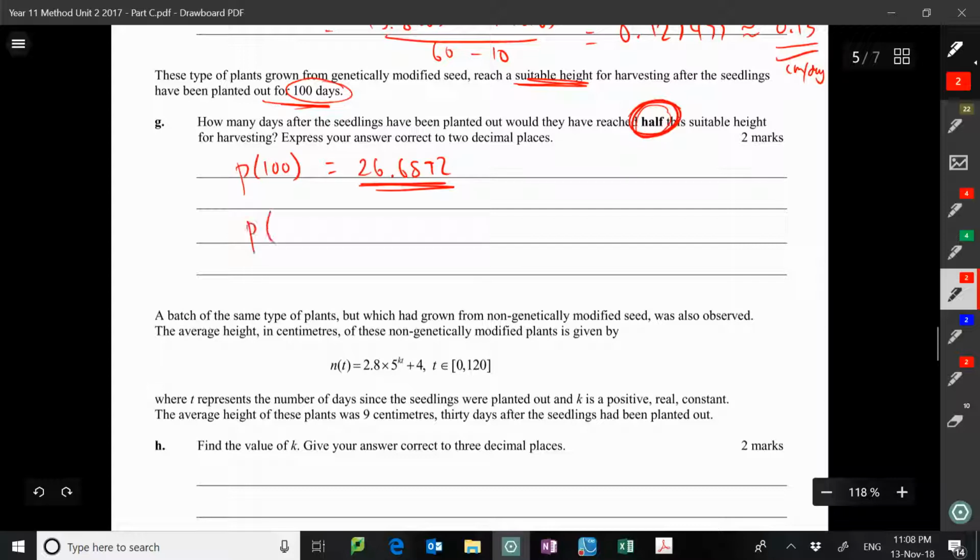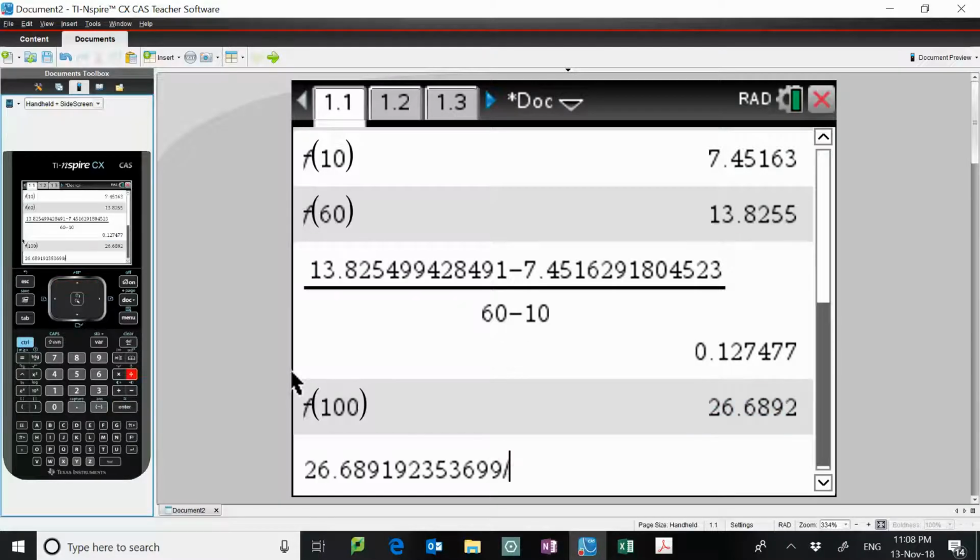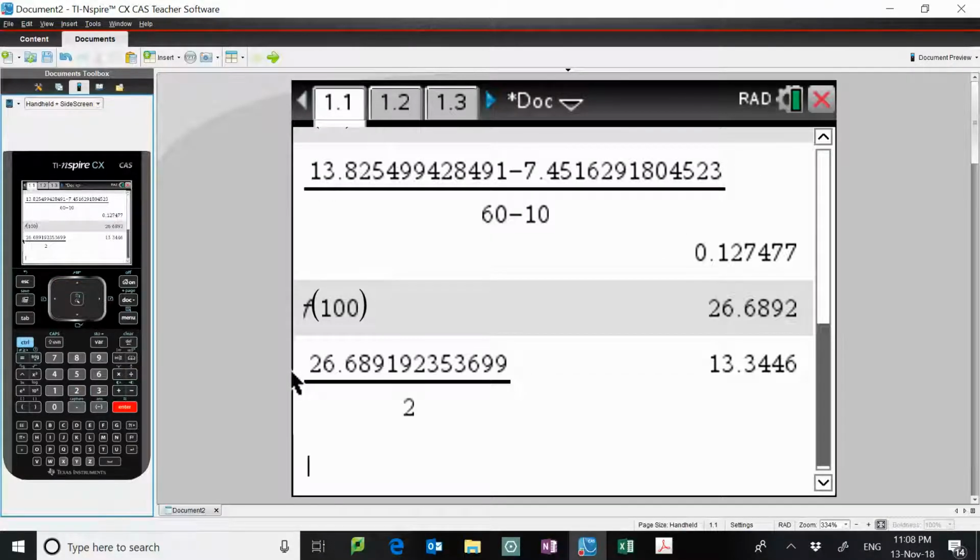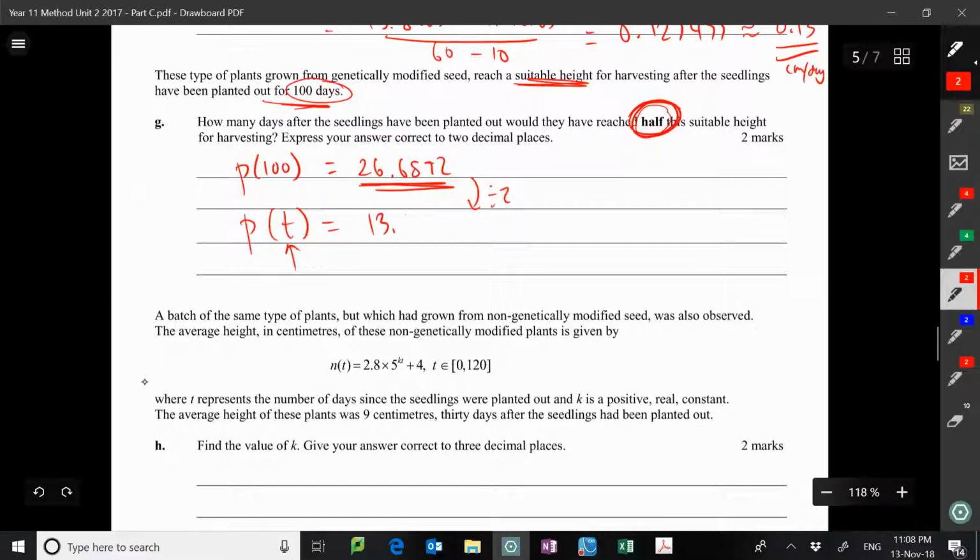So half of this height is, the question is, what time should it be? T, how long should it be before you get half of this? So divide this by 2. So I'm going to take this and say divide by 2. And I get 13.3446. But they're asking me how many days. So I need to find T, given that you got this equation. So you're really just trying to solve for T if you know P is 13.3446.